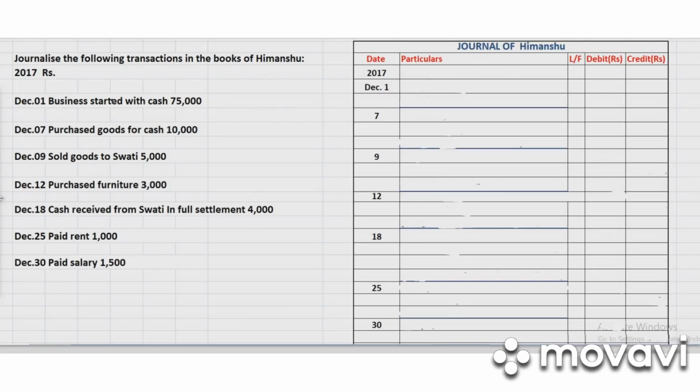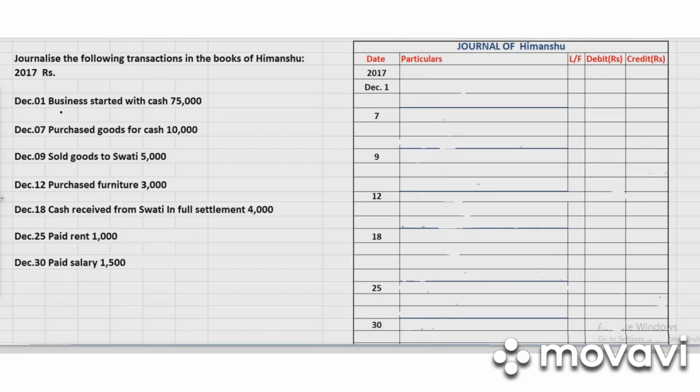As you can see on the board, there is one question on the left hand side and a format of the journal on the right hand side. In the question we can see there are some transactions given in the books of Himanshu. So we have to prepare these transactions in the journal of Himanshu. How to make journal entries from these transactions and record those entries in the journal, that is what we are going to see now.